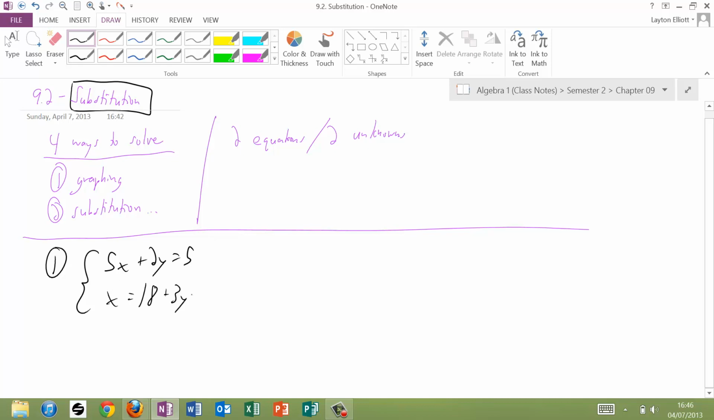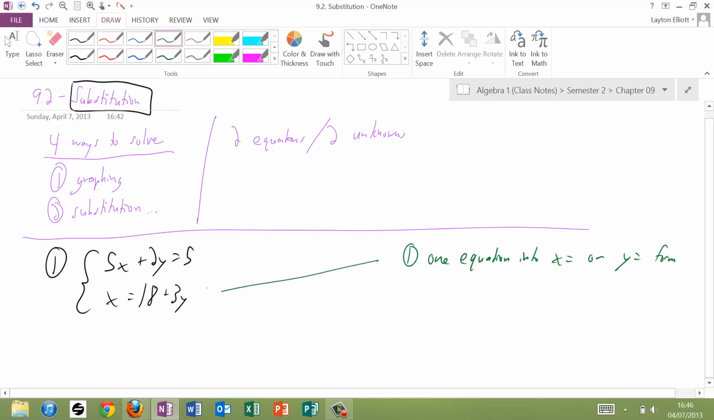To start, on the right side, I'm going to put the reasons for what we do. We want to put one of the two equations that we are given into x equals or y equals form. And as you can see, we already have that. We have the second equation as an x equals. So that's a check.